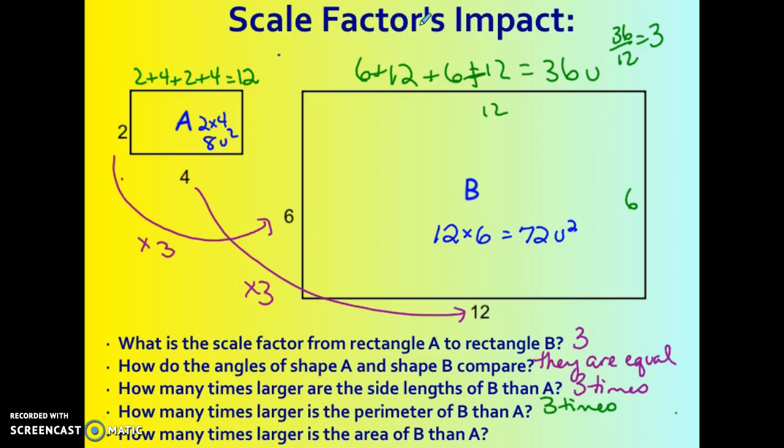So how many times bigger is the area of B than A? I'll do 72 divided by 8, and I get 9. So it's not 3 times bigger. It's actually 9 times bigger. It would be very convenient if you notice that 9 is equal to 3 times 3, or 3 squared. So it's actually 3 squared, or 3 times 3 bigger. Notice because we had to multiply both the length and the width, so we really multiplied by 3 2 times. So 3 times 3, getting to 9 times larger.